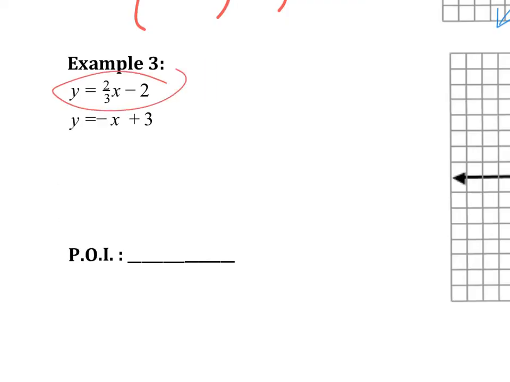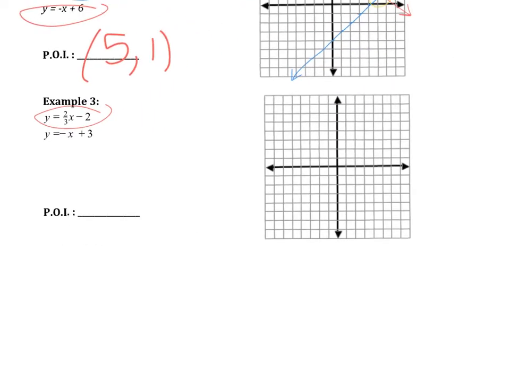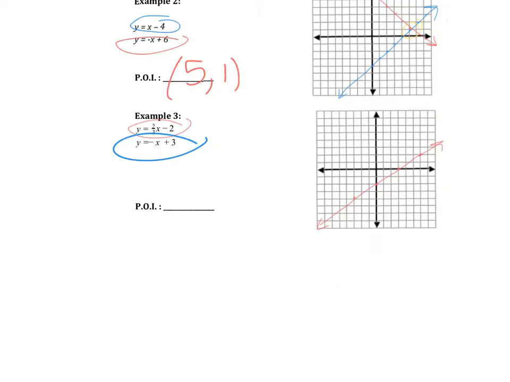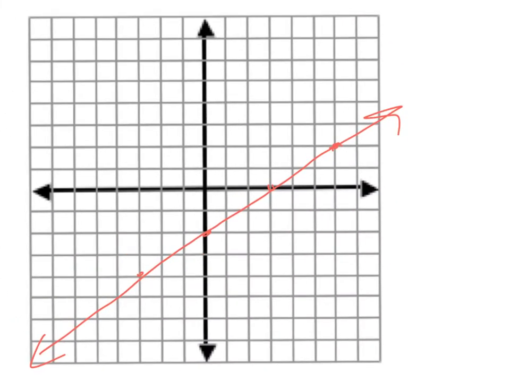Example 3 is just like the others. We're going to start at negative 2, and our slope is 2/3, so we're going to go up 2 over 3, up 2 over 3, and we're going to make our line. The second line is going to start at 3 and go down 1 over 1. I apologize for my lines. I can't use a ruler on this, so they're kind of wonky.